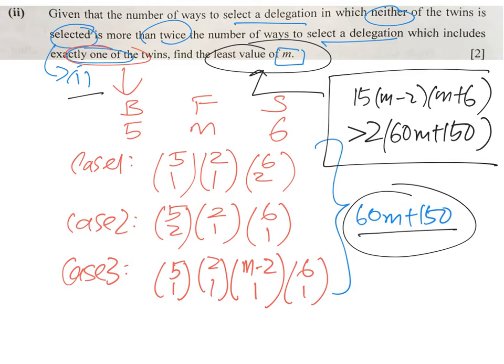Now what most of the students did was they tried to actually solve this inequality algebraically for m, but in this case we are not restricted from the use of GC, so we actually can use the GC to help us get the value of m more quickly, and this is what we can do.